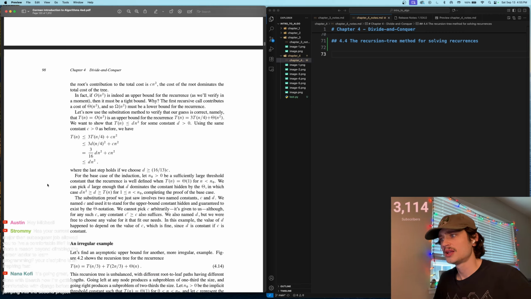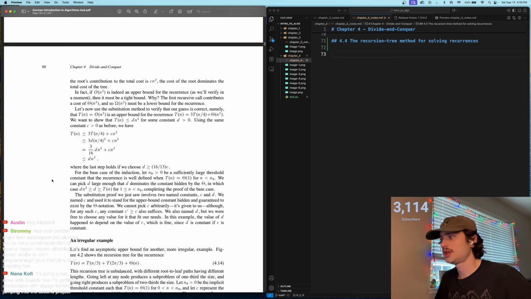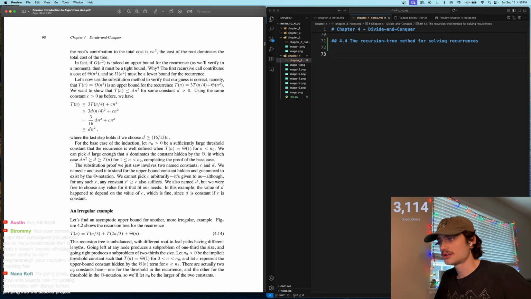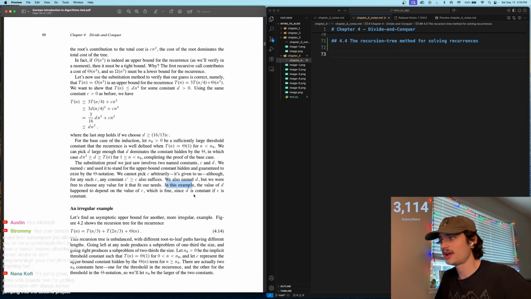The substitution proof we just saw involves two named constants, c and d. We named c and used it to stand for the upper bound constant hidden and guaranteed to exist by the Theta notation. We cannot pick c arbitrarily, it's given to us, although for any such c, any constant c prime greater than or equal to c also suffices. We also named d, but we were free to choose any value for it that fit our needs. In this example, the value of d happened to depend on the value of c, which is fine, since d is a constant if c is a constant.